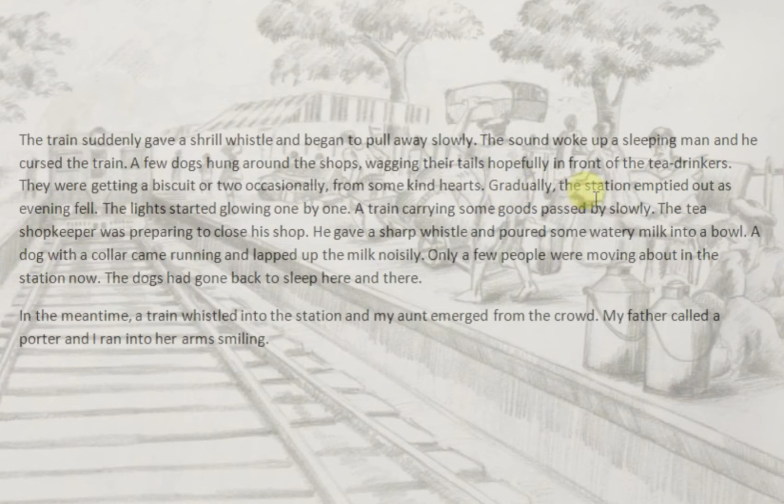Gradually, the station emptied out as evening fell. The lights started glowing one by one. A train carrying some goods passed by slowly. The tea shopkeeper was preparing to close his shop. He gave a sharp whistle and poured some watery milk into a bowl. A dog with a collar came running and lapped up the milk noisily.